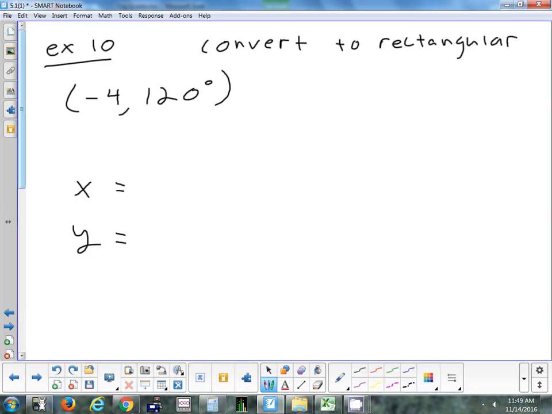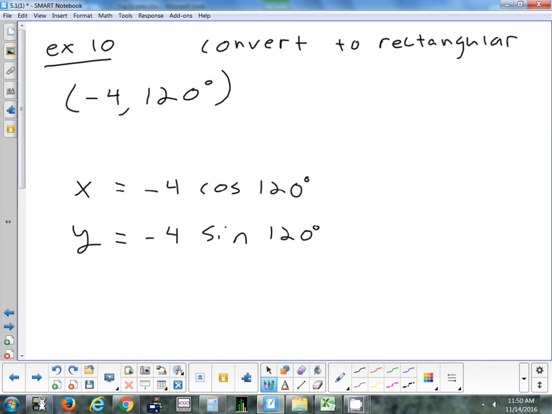All right, so somebody that got the formula for x, what was your formula for that? Yep, Shakira? 4 cosine 120. Okay. Anybody else have 4 cosine 120? Negative 4. Perfect. And the y value? Or just tell me the formula. Yep. Negative 4 sine 120. Yep.